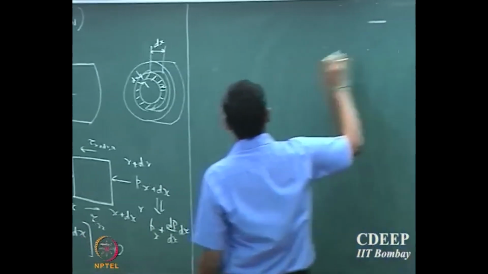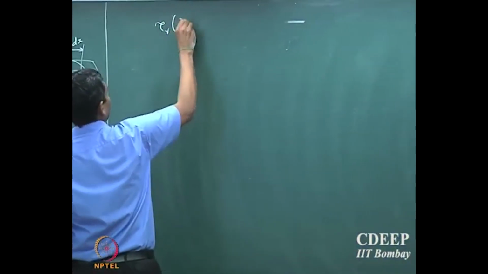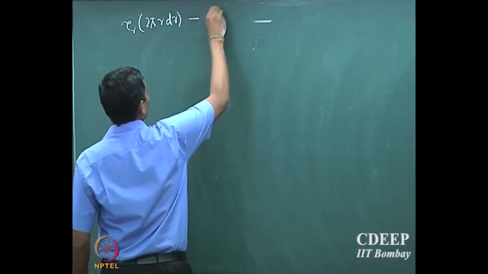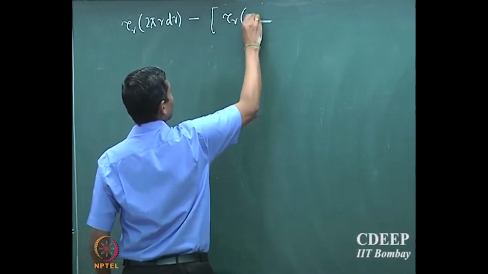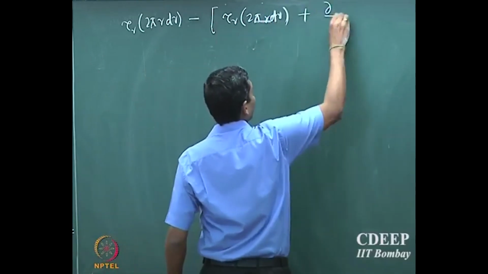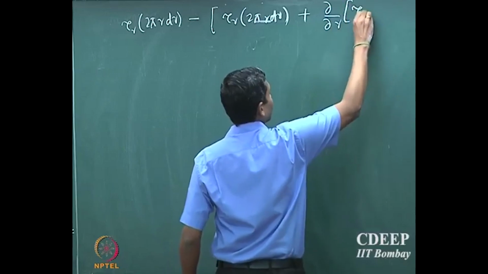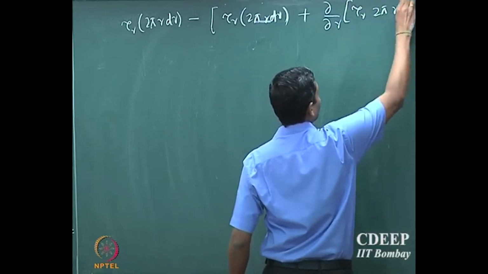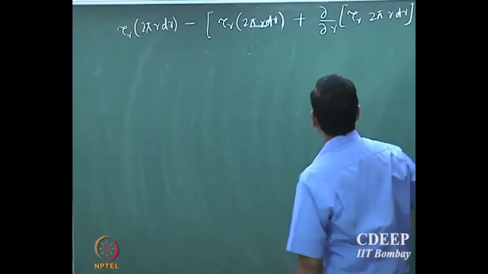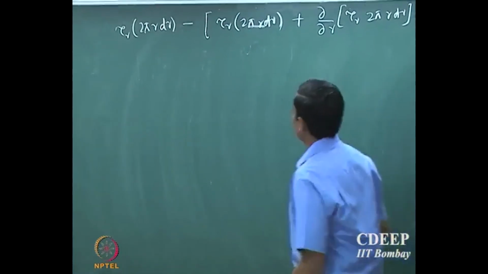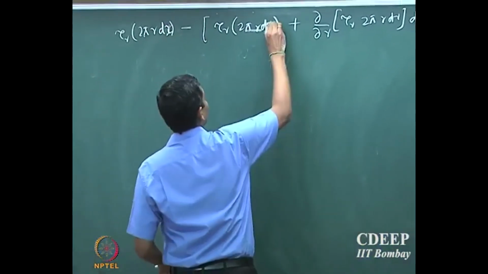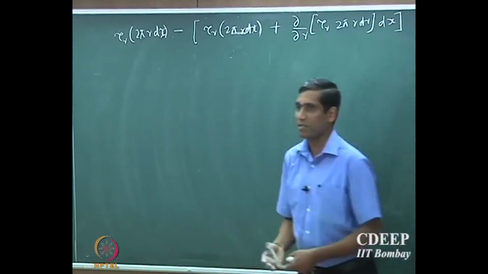These, and I can write it as tau r. So I can rewrite the balance as minus tau r 2 pi r dr plus d by dr of tau r 2 pi r dr into dx. Did I get it right? Yeah. 2 pi r dx. Sorry. 2 pi r dx. Okay.